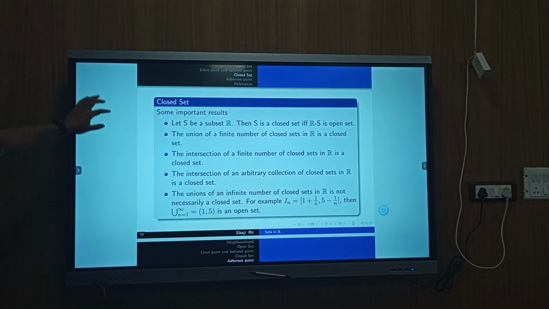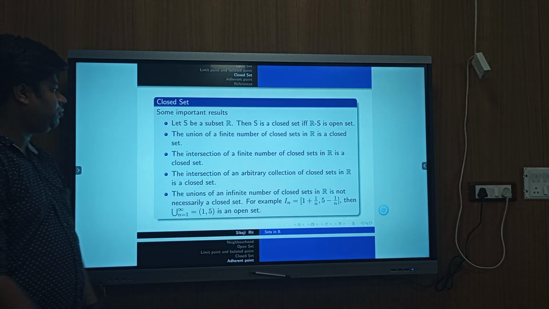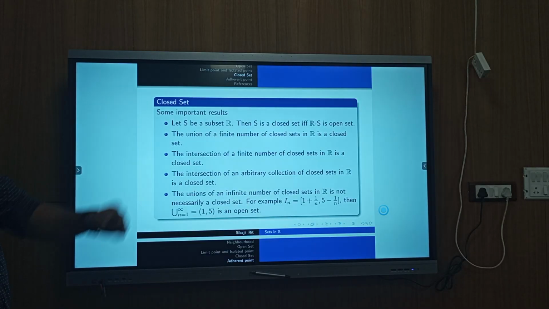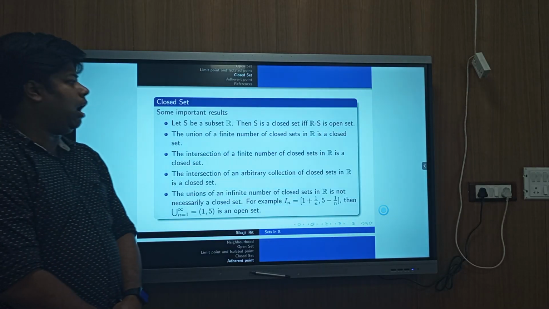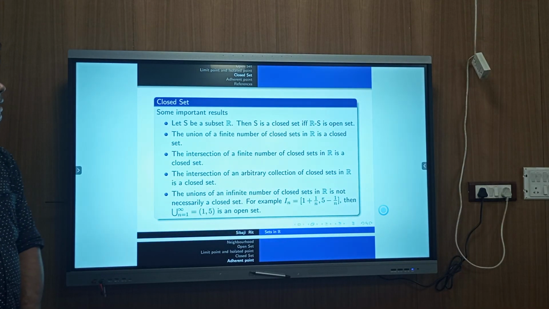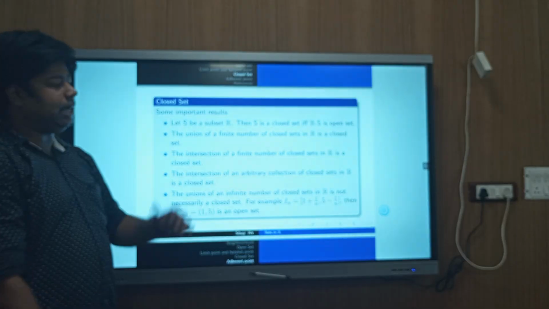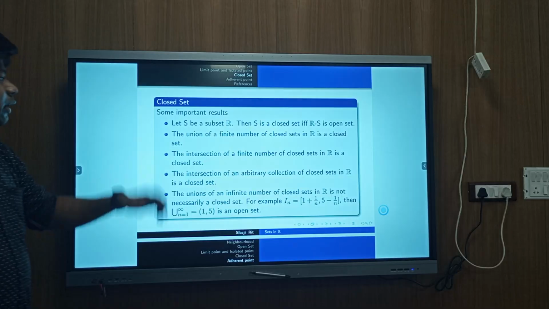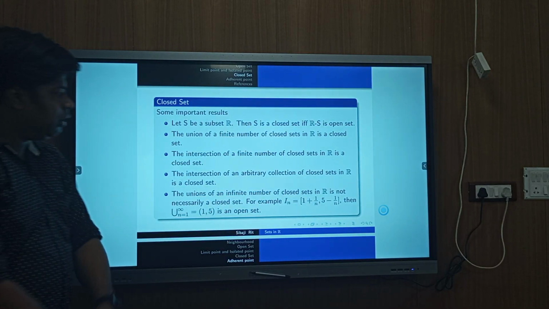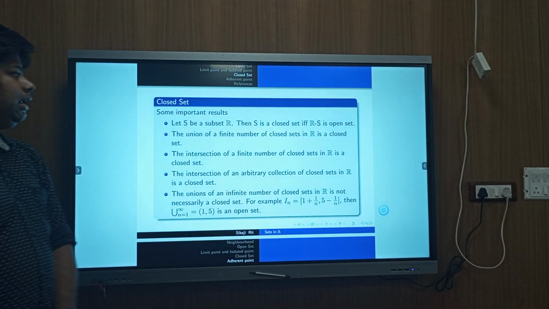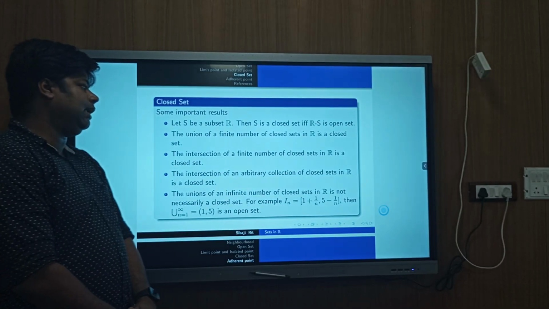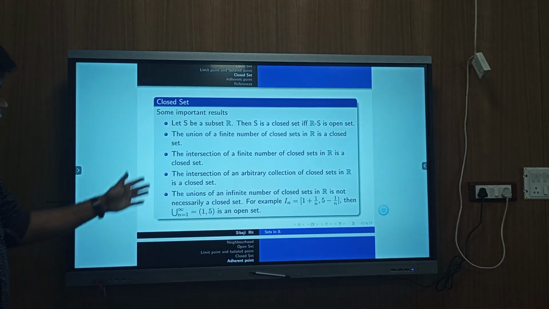Some important results of closed sets. Let S be a subset of R, then S is a closed set if and only if R minus S is an open set, that is, S complement is an open set. The union of a finite number of closed sets of R is a closed set. The intersection of a finite number of closed sets in R is a closed set.